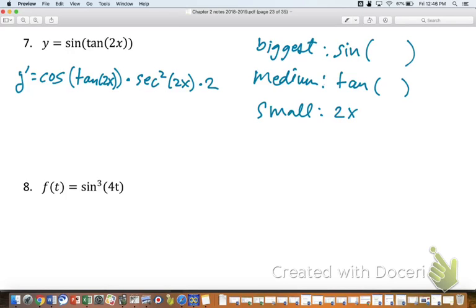I mean, you could clean it up a little bit. You could flip the secant squared down and make it cosine squared of 2x. I don't really see why you would need to do that. I would just leave it just like that.